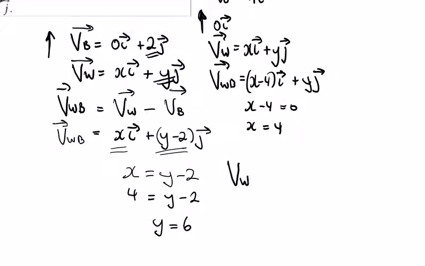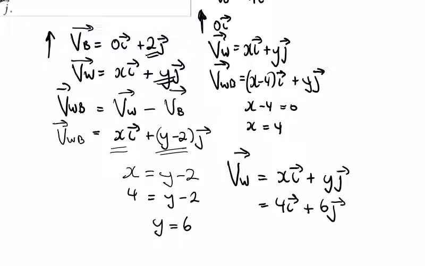So the velocity of the wind, which is equal to xi plus yj, has to be equal to 4i plus 6j. Nice easy questions, kind of simultaneous equations, but a little bit of knowledge about southwest, southeast, from the south, from the north, and so on.